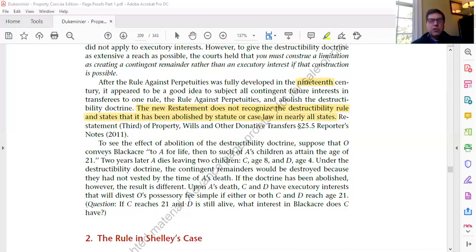That takes you through the doctrine of destructibility and gives you an idea of why it matters and how it applies.